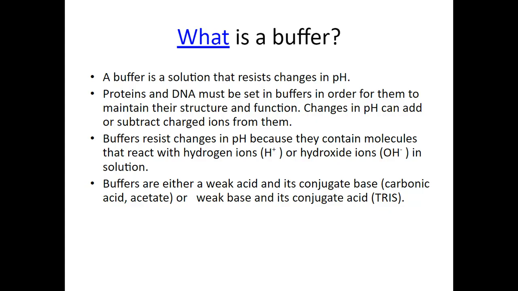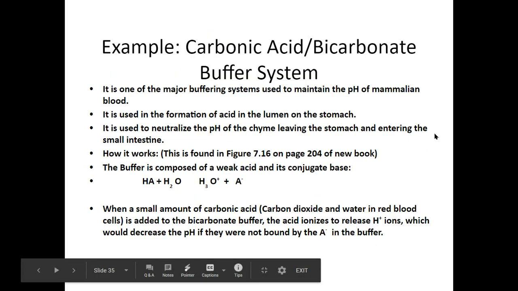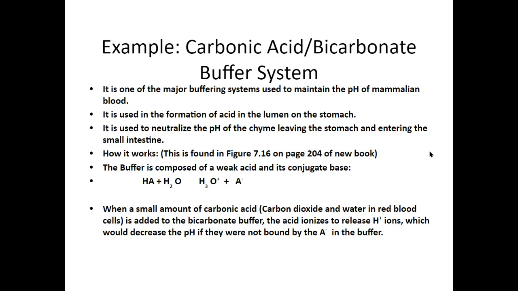So you can have buffers that are either a weak acid and its conjugate base, like carbonic acid or acetate buffers, or a weak base and its conjugate acid, like tris, like a tris buffer. So there's a carbonic bicarbonate buffer system in our blood. It is one of the major buffering systems that is used to maintain the pH of mammalian blood. It's used in the formation of acid in the lumen of the stomach. It's used to neutralize the pH of the chyme leaving the stomach and entering the small intestine.